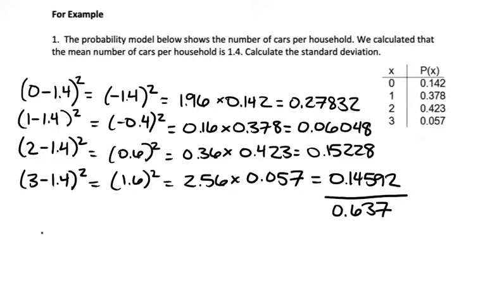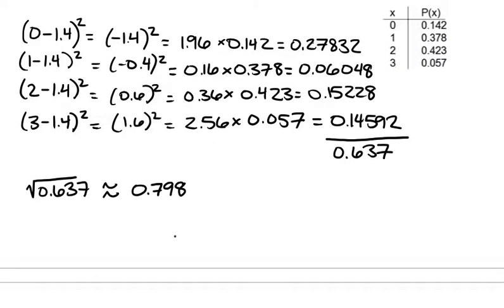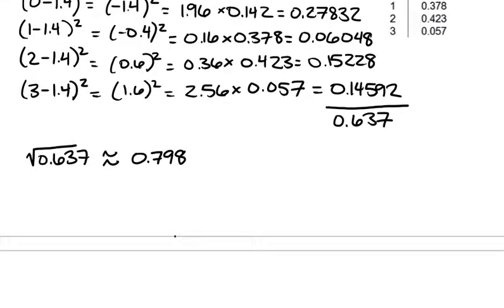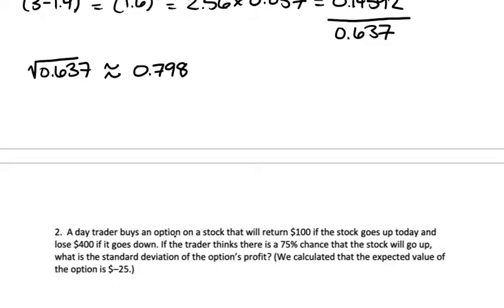And then my last step is to take the square root of that number. So on my calculator, square root of 0.637, and then I'm going to have to round this number most likely. If I round to 3 decimal places, that would be 0.798. So that's my answer. A little bit of work.